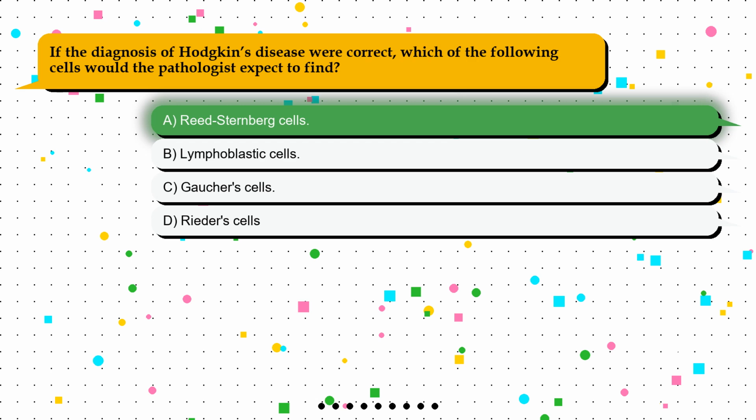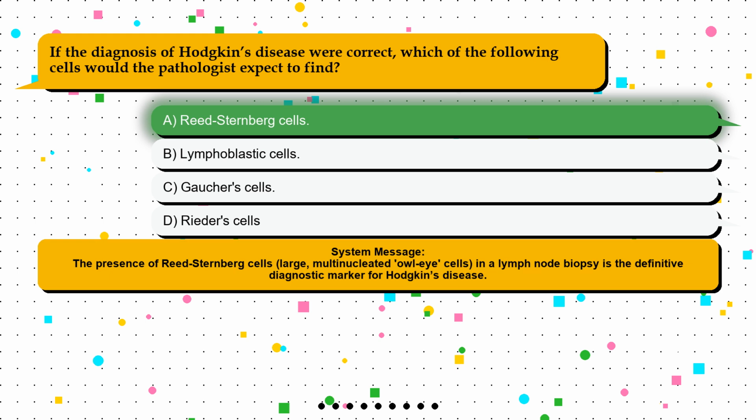The correct answer is option A, Reed-Sternberg cells. The presence of Reed-Sternberg cells, large, multinucleated cells, in a lymph node biopsy is the definitive diagnostic marker for Hodgkin's disease.